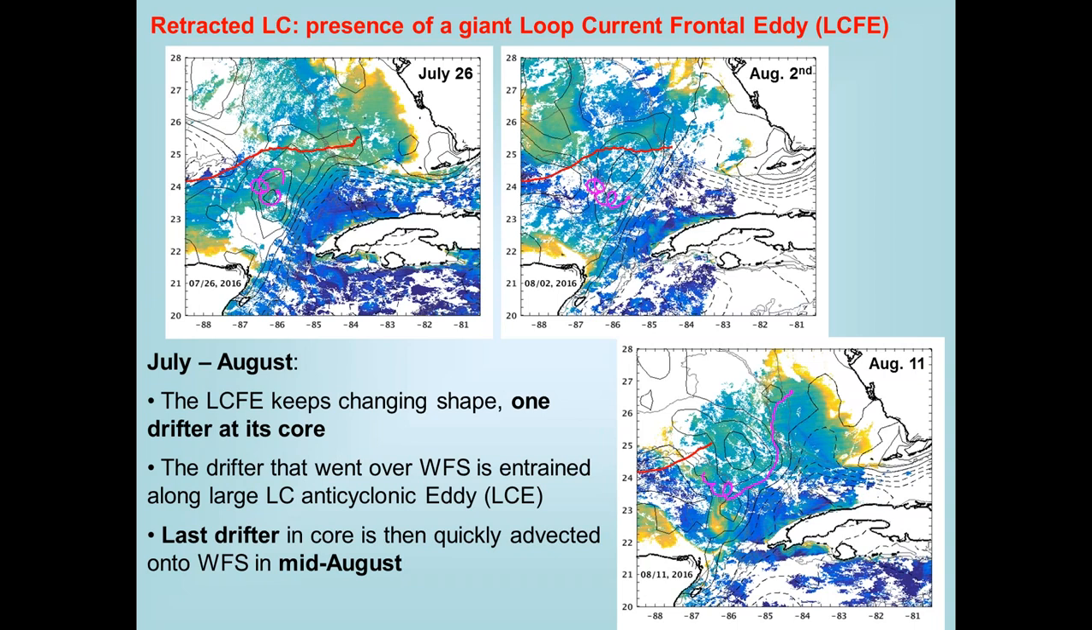What is interesting is the last drifter that stayed in the eddy, and it keeps swirling around and changing the center of its rotation, following the changing shape of the frontal eddy. So we see really here that it's swirling around, and its core follows what we see in altimetry, what is located as the center of the frontal eddy. But finally, at the end of August, that drifter was quickly advected, shot out to the north, and was advected on the West Florida shelf, and we lost it. But we've had a few weeks of measurements inside the eddy.